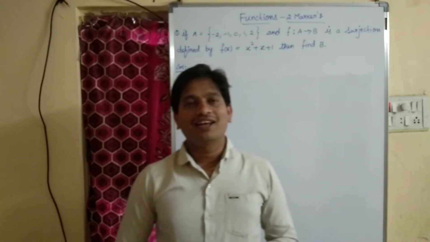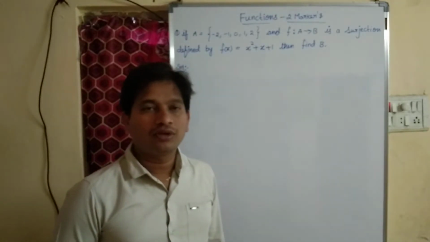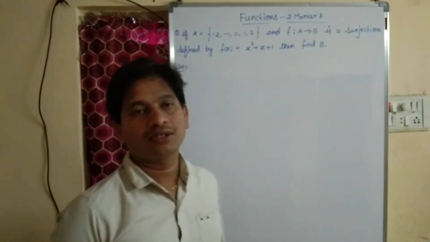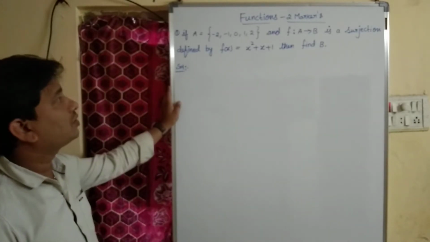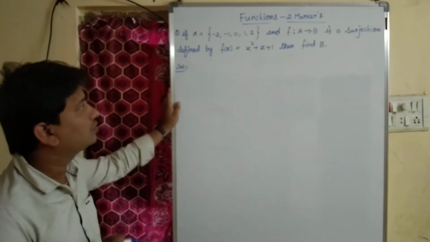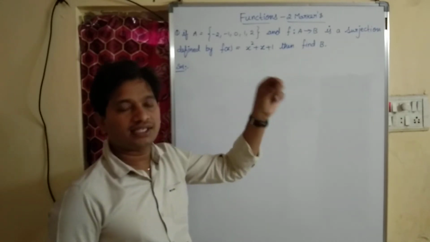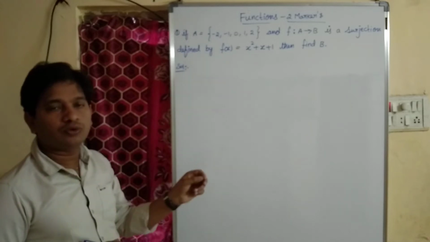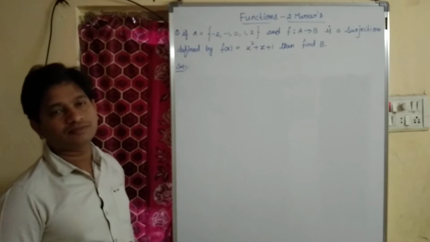Myself Naveen, I am the maths mentor, and in today's session let us discuss functions, very important 2 mark questions in Mathematics 1A. If A = {-2, -1, 0, 1, 2} and f maps A to B is a surjection defined by f(x) = x square plus x plus 1, then find B.